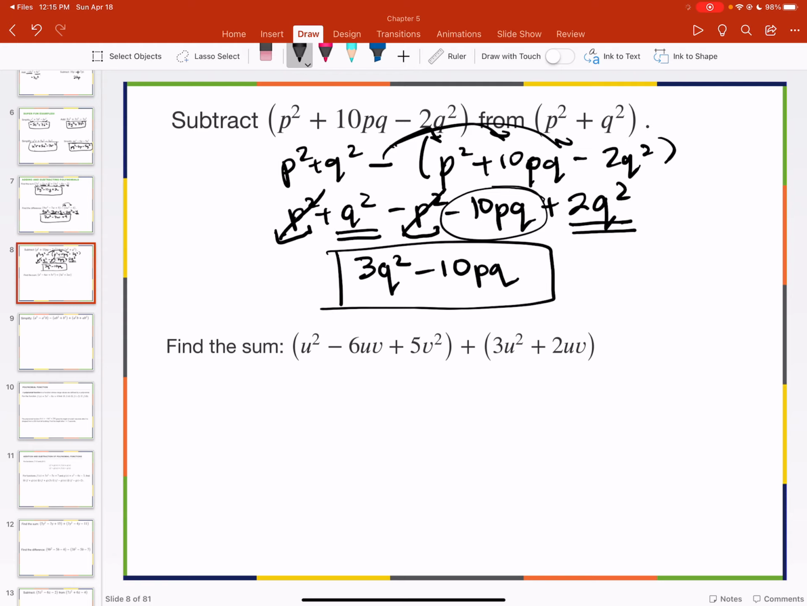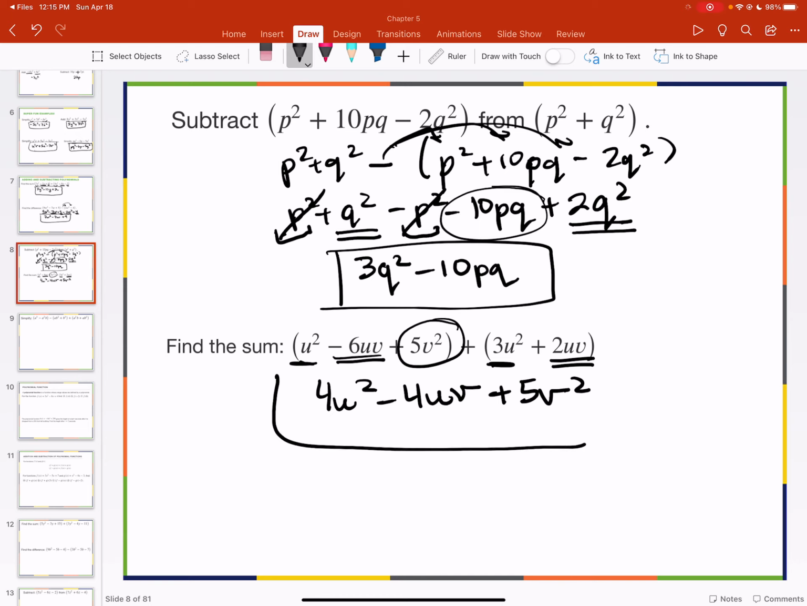Okay. All right. And then finding the sum. So let's combine like terms, right? Since you're adding and there's nothing in front of the parentheses, you might as well imagine it being without the parentheses. So 4u squared. Now here I have a negative 6uv and a 2uv, so minus 4uv. And then what's left is this positive 5v squared, okay? And that's it. It's really not that bad.